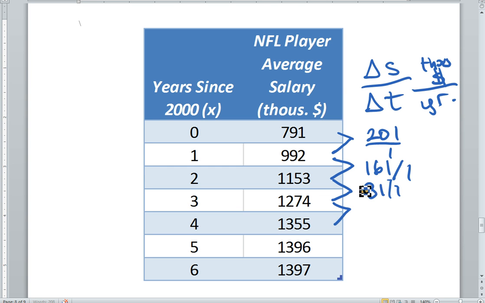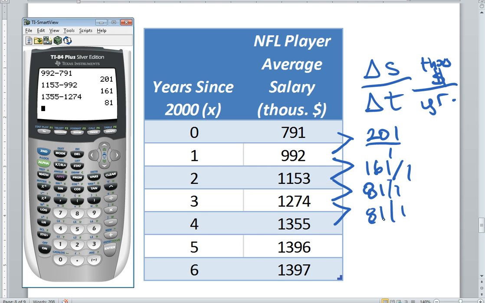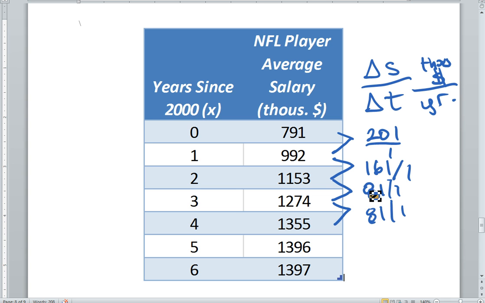Oh, sorry, I looked at the wrong values. This 81 should be here. And from 1274 minus 1153 would give me a change of 121. So this value here should be 121. 121 per 1 year.